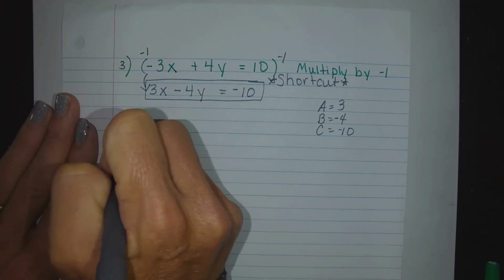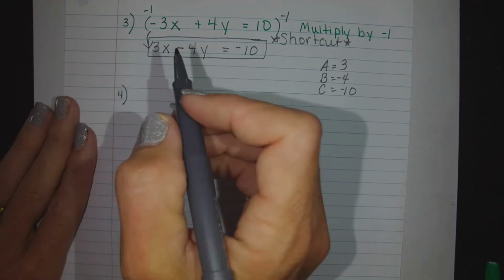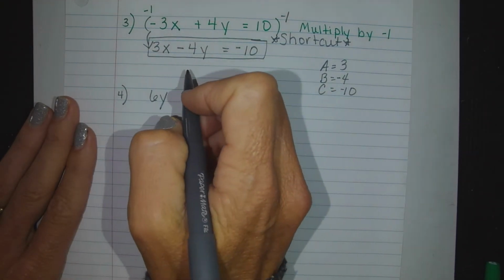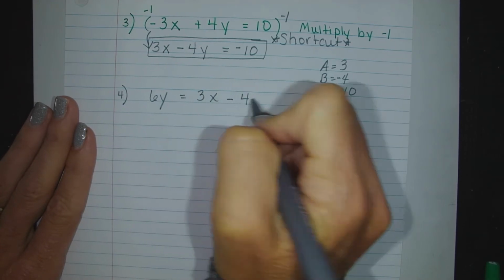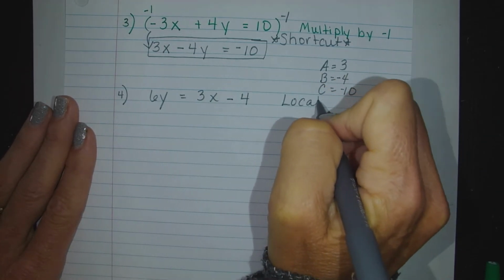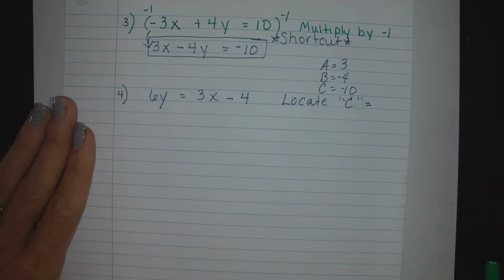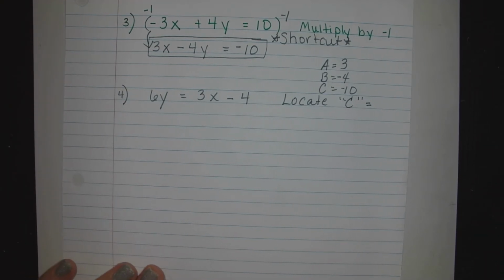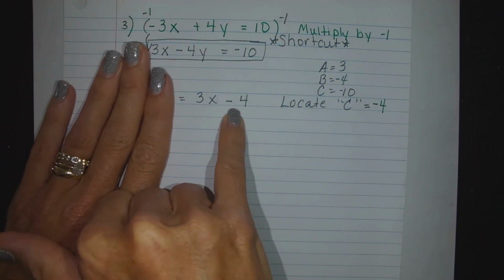Let's look at number 4. How do you tell if it's A or B? A is in front of the X. B is with the Y. That was a good question, though. Okay, again, locate C. Raise your hand if you want to tell me what is C. Wes, negative 4. Is that right? Yes. It sure is. All right, Wes, here's negative 4.